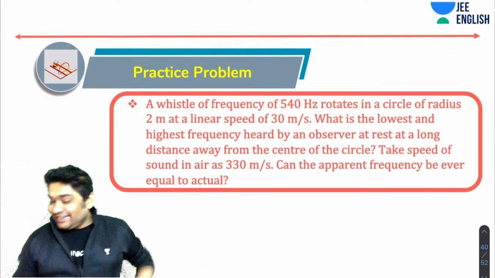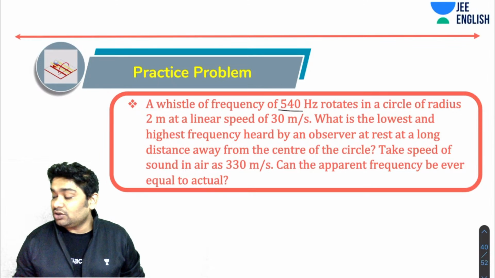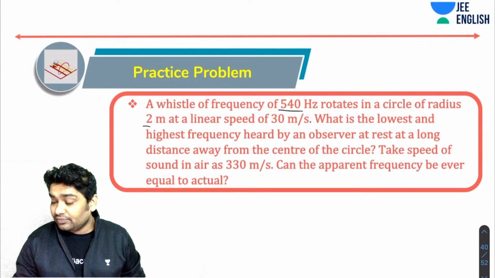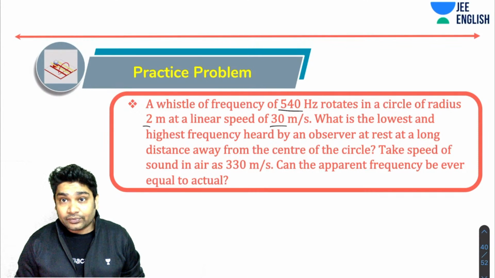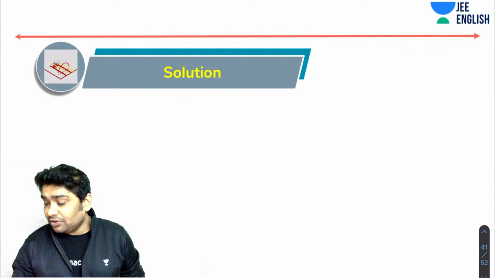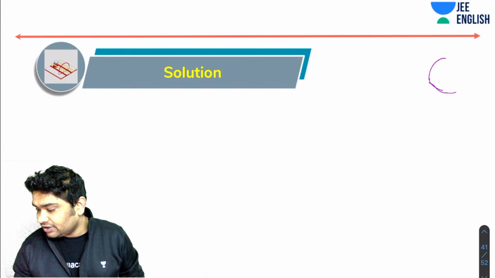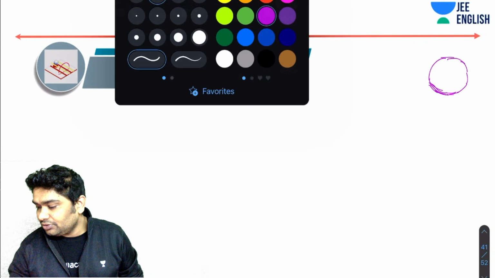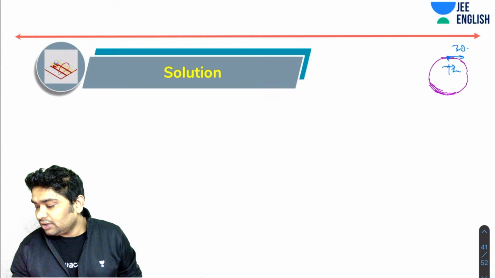So what have you been told? A whistle of frequency 540 hertz rotates in a circle of radius 2 meters with a linear speed of 30 meters per second. So you have a vessel moving in a circle. Here is a circle of 2 meters, and you have a source which is moving in a circle, radius 2 meters, with a linear speed of 30 meters per second.